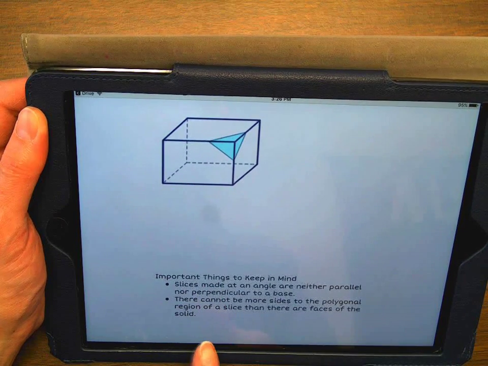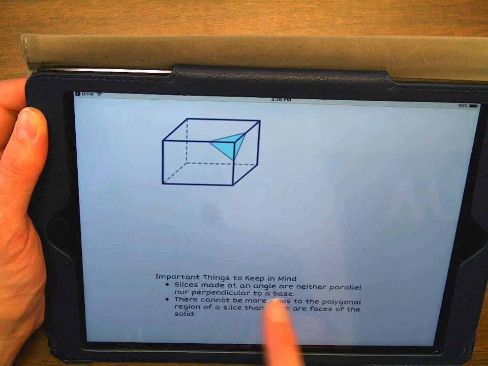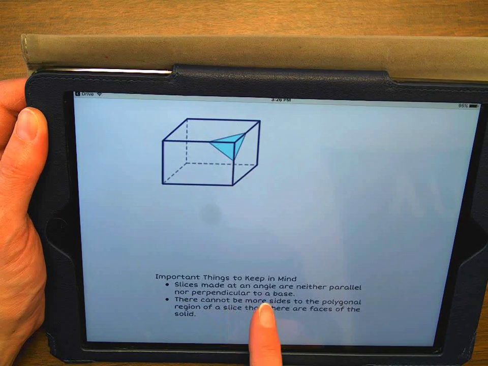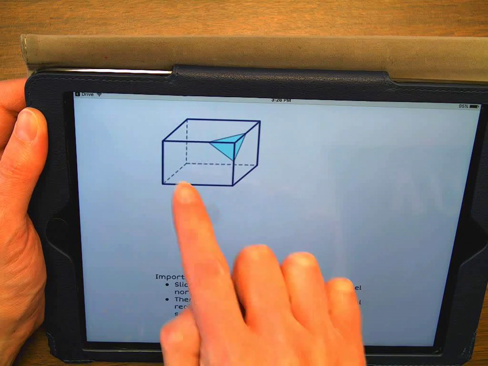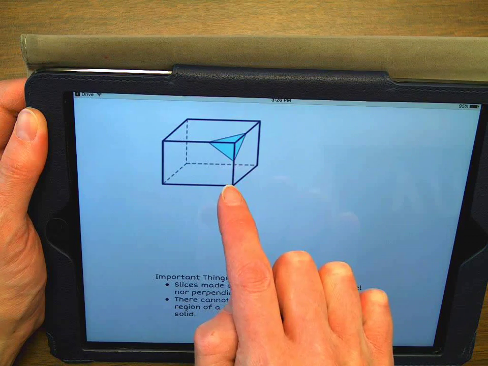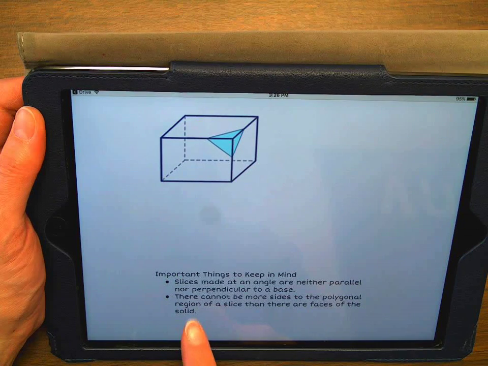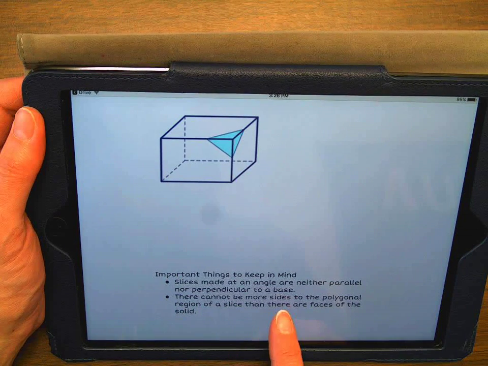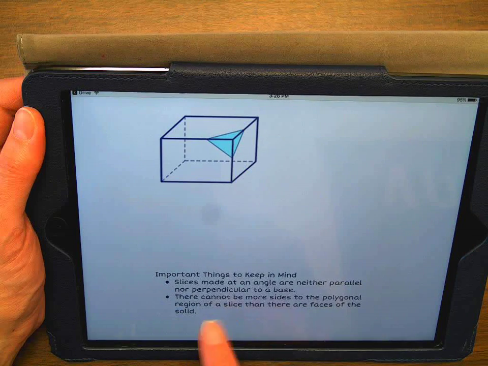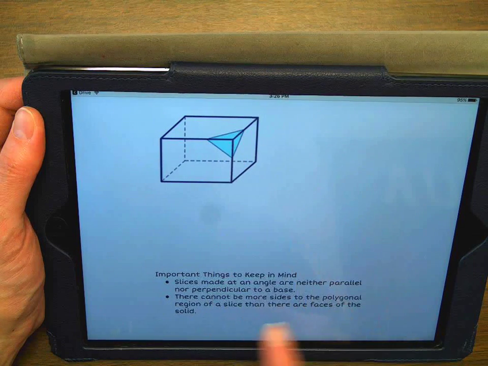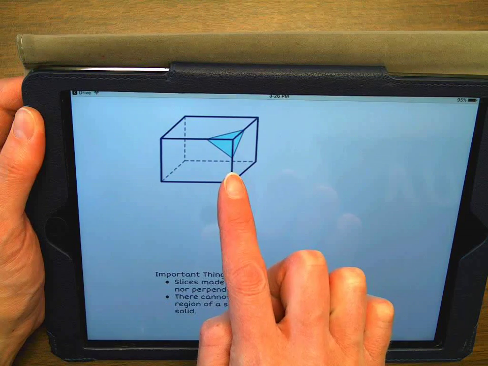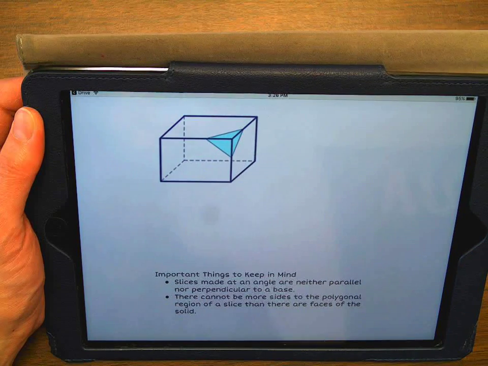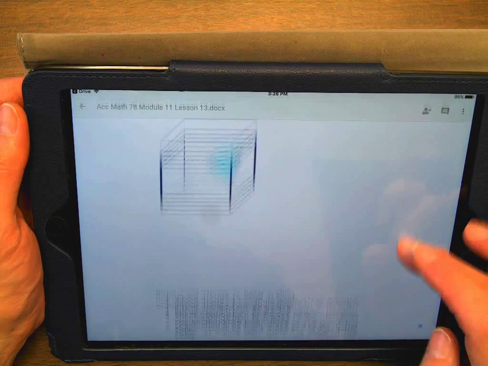So those are two really valid, important parts that you need to remember. Slices made at an angle are neither parallel nor perpendicular to the base. That would make sense if we're taking a diagonal slice and lobbing off the corner. It is not parallel. It is not perpendicular to the base. Remember, this shape down here is your base. Okay? And then the other one that you have to remember is there cannot be more sides to the polygonal region of the slice, so that's the shape of the slice, than there are faces of the solid. So this one will work because it's less than 6. Okay, so that's how you need to use that information to help you.